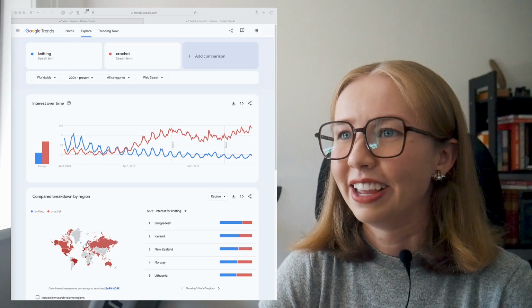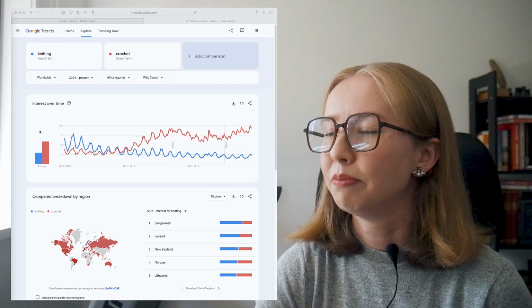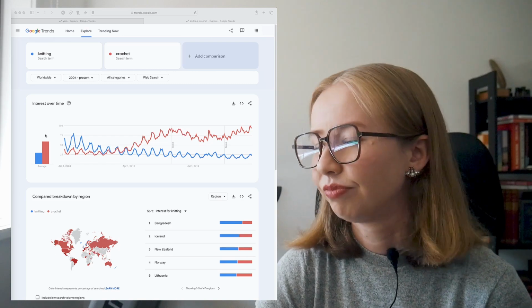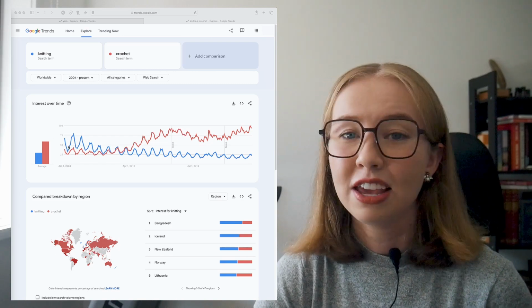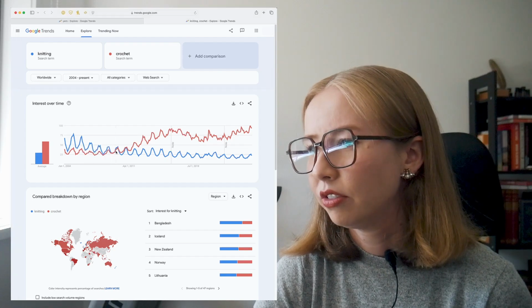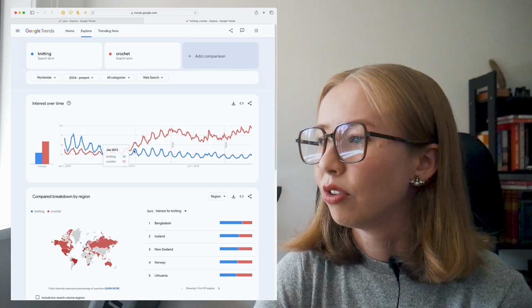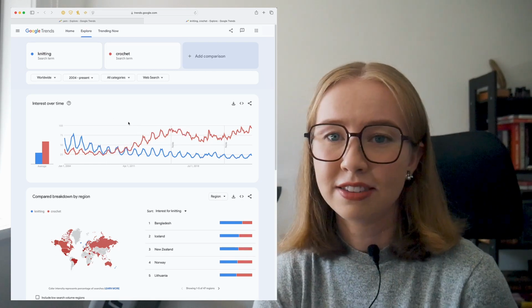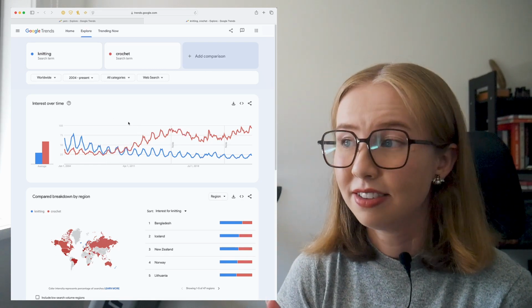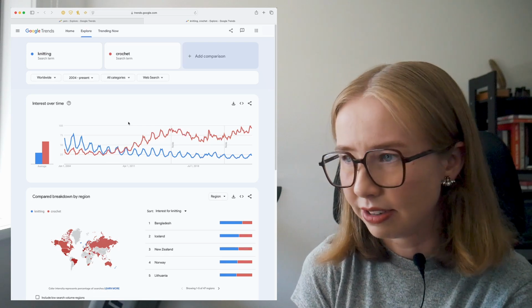There's so much to talk about here, honestly. To start off with, knitting is in blue and crochet is in red. 20 years ago, it looks like knitting was a more popular search term than crochet. But in around 2009, those kind of converged and then it went the other way. And so since 2009 to now, crochet has had a steady but pretty significant incline as compared to knitting, which has actually declined over time.